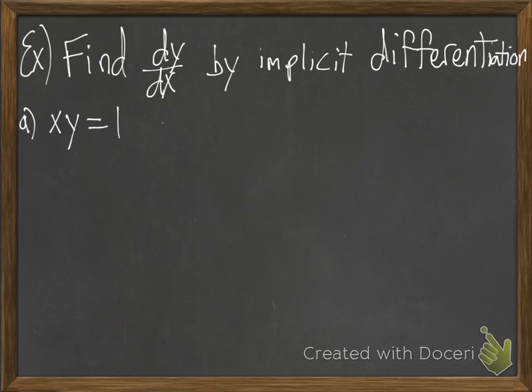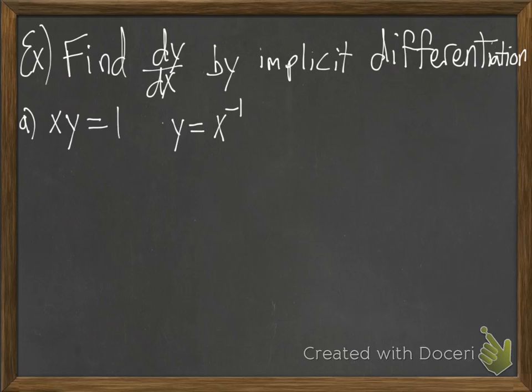Now we'd like to find some derivatives using implicit differentiation. We're going to start with some rather basic functions, ones that we actually could differentiate explicitly. So in fact, this one I'm just going to real quickly do explicitly. Solving for y, I could rewrite that as y equals 1 over x, or x to the minus 1.